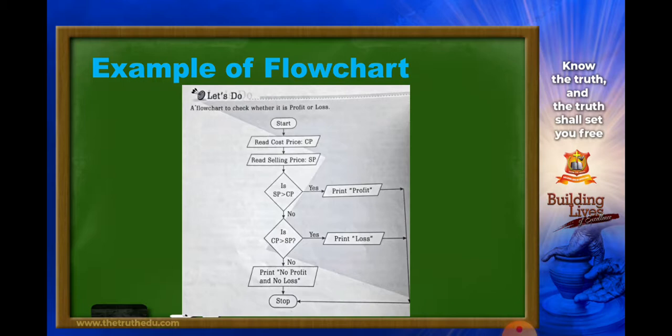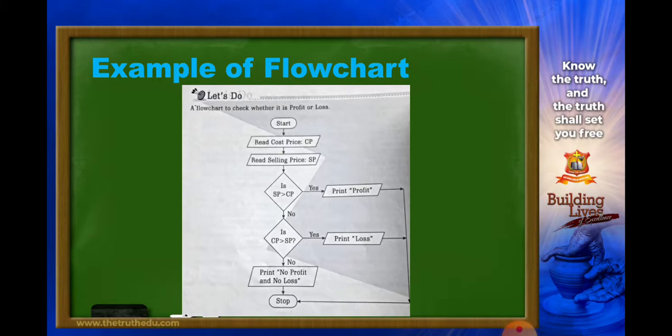If it says yes, the cost price is greater than the selling price, then we are going to print loss. Why? Because we are selling at a lesser price than that at which we have bought the product. Then it comes to stop. Still, if you say no, then possibly there is a chance that you have bought the product for 5 rupees and you sold it for 5 rupees. So neither profit nor loss. Then in the next parallelogram, which is the input output box, you are going to mention no profit, no loss, and the program ends here.